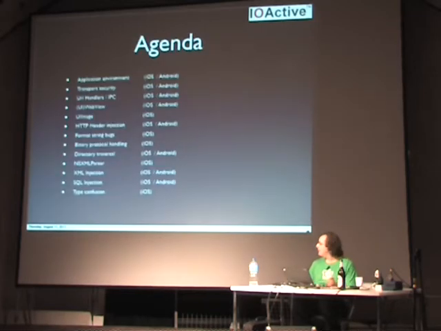So basically, I'll give a brief overview of the application environment and then go into the issues I've seen with transport security, IPC, web views, images, HTTP connections, format string bugs, protocol handling, directory traversals, XML handling, SQL injection, and then some type confusion stuff.